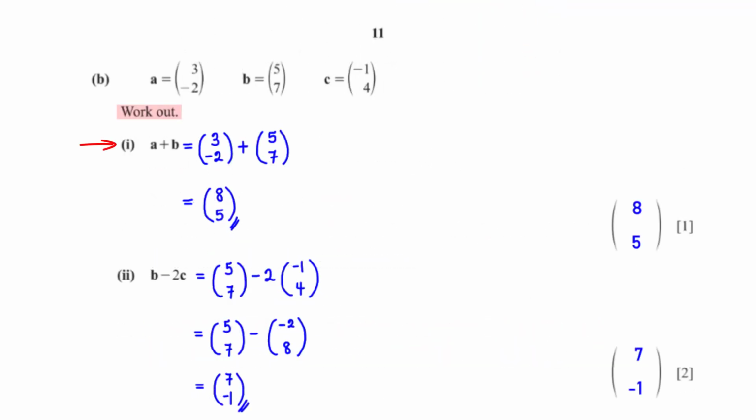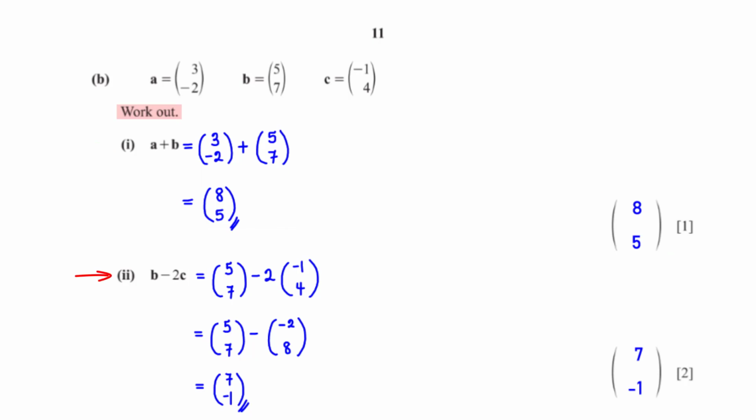Work out A plus B. Vector A is (3, -2) and vector B is (5, 7). To get the resulting vector, we add corresponding elements in the two vectors. So 3 plus 5 is 8. -2 plus 7 is 5. So we have (8, 5).